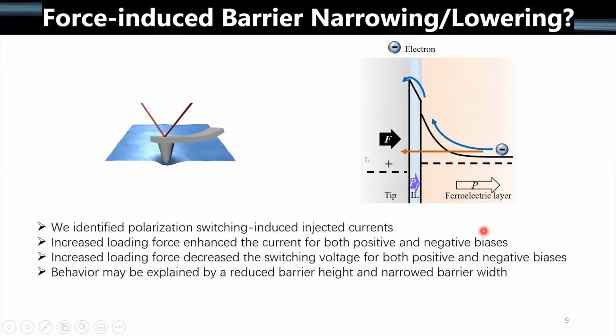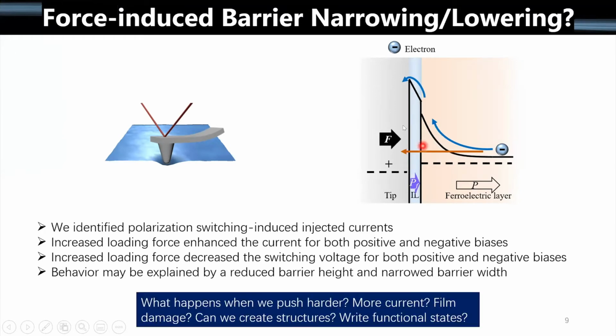So in this part of the work, we identified the polarization switching injected currents. By increasing the loading force, we enhanced the current for both positive and negative biases. And by increasing the loading force, we decreased the switching voltage for both positive and negative biases. And we think that this behavior might be related to this schematic shown here, that the barrier height is slightly reduced, and that the thickness of the dead layer, the interfacial layer, is reduced.